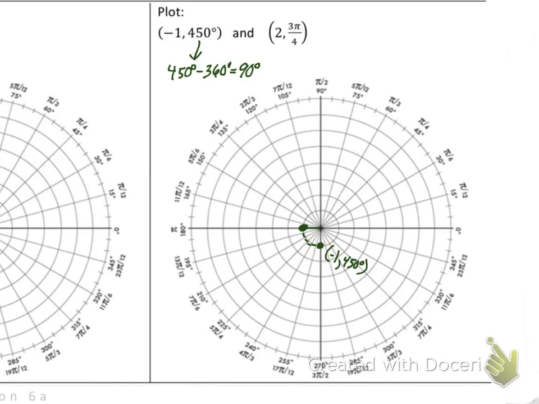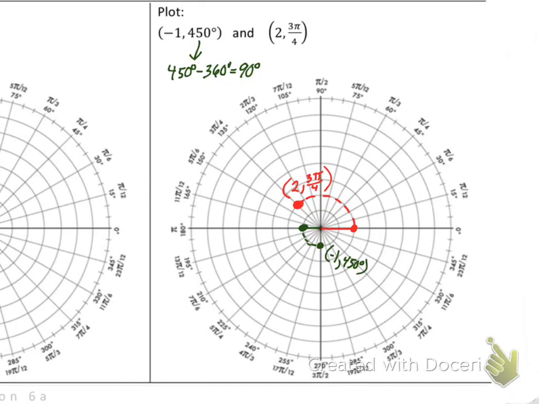All right, the last one is 2, 3 pi over 4. Let's do this guy in red. We're going to go out 2. And then we're going to wrap around 3 pi over 4 radians. So we're going to go dun, dun, dun, dun, dun, dun. Put our point right there. And this is now the point 2, 3 pi over 4.